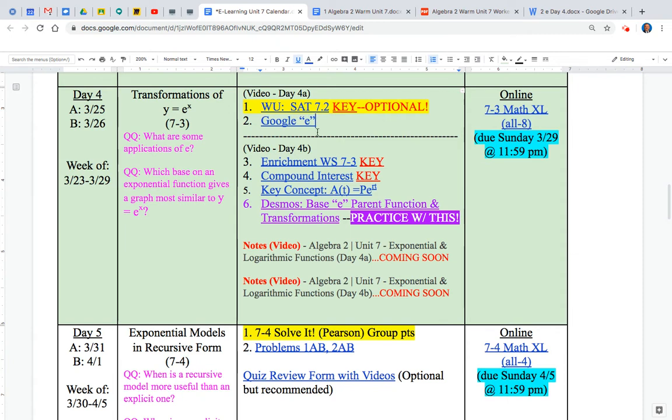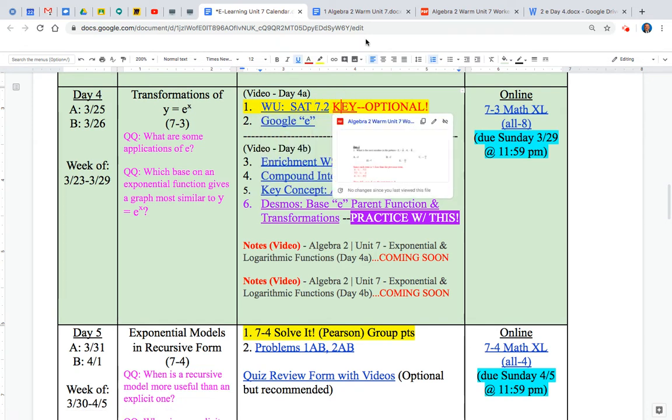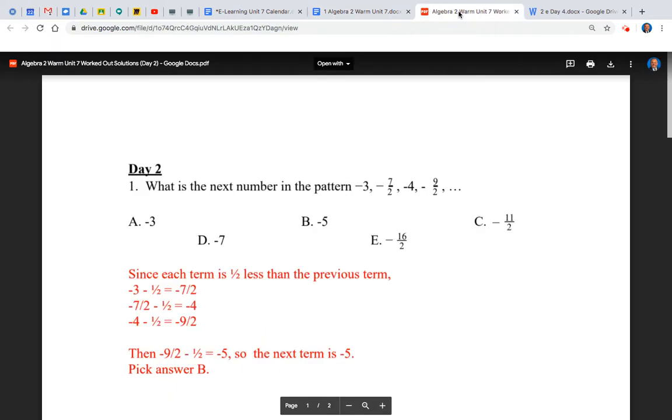Let's go ahead and start with SAT 7.2. Notice that it is hyperlinked to where here's a blank copy, and then here's the key. I already have those specific ones opened.